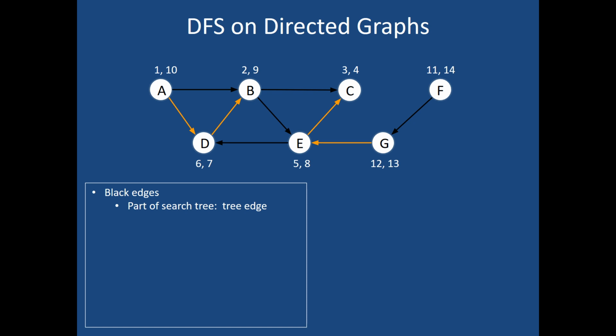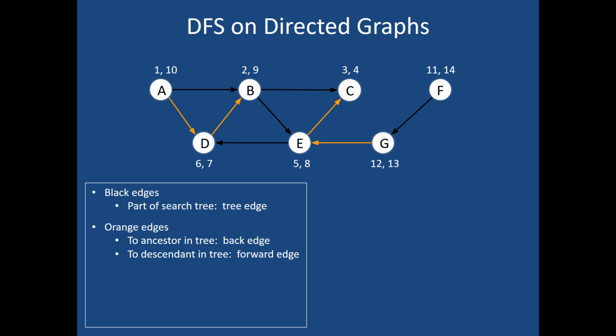Three names for the orange edges, three different kinds of orange edges. First of all, if an orange edge goes to an ancestor in the tree, we call it a back edge. Which of these orange edges is a back edge? It goes from a vertex to an ancestor in the tree, like a vertex to a parent or a grandparent. D to B is a back edge, because D is a grandchild of B. We've got black edges that go B, E, D, and then an edge back. And so that's a back edge.